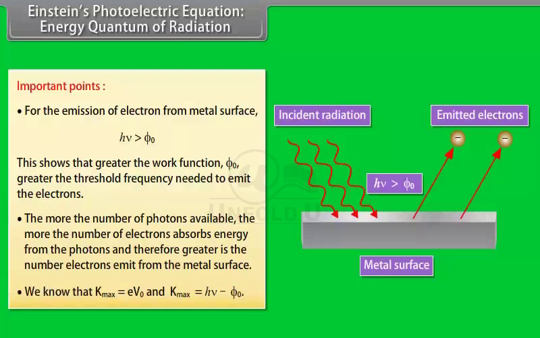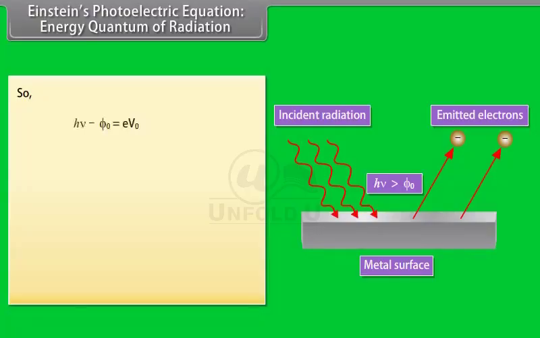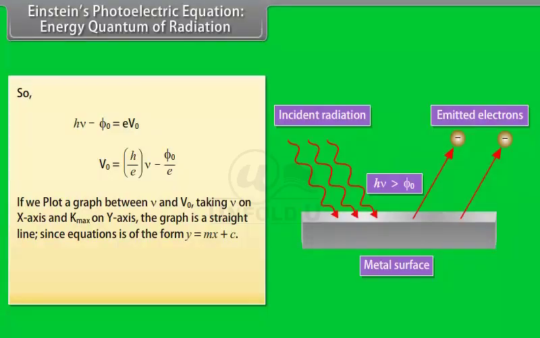We know that Kmax equals eV0, and Kmax is equal to hν minus φ0. So, hν minus φ0 is equal to eV0. So V0 is equal to (h/e)ν minus φ0/e. If we plot a graph between ν and V0, taking ν on the x-axis and V0 on the y-axis, the graph is a straight line, since the equation is of the form y equals mx plus c. The slope of the line m is equal to h/e, which is a universal constant.